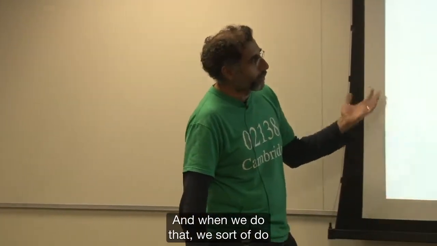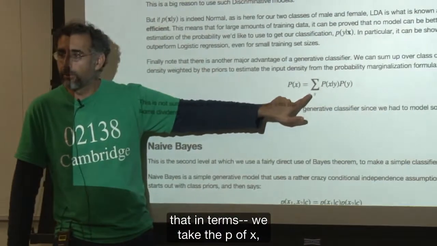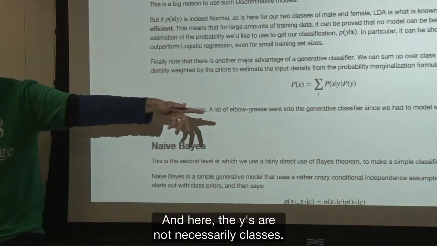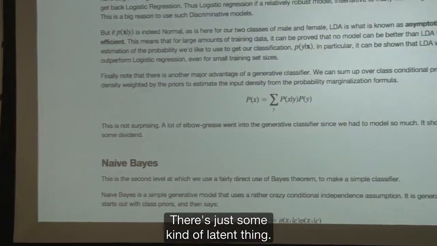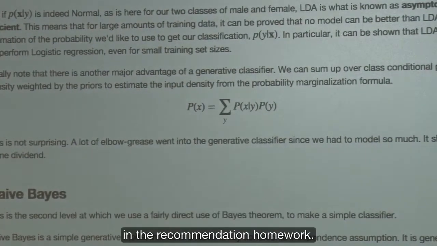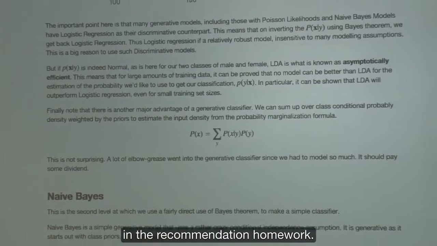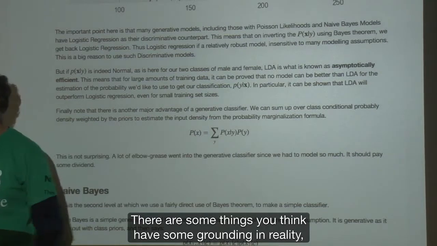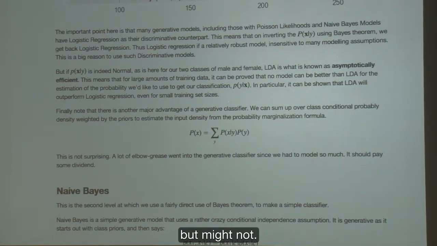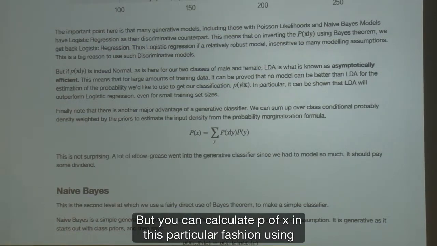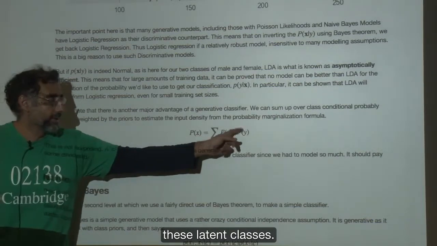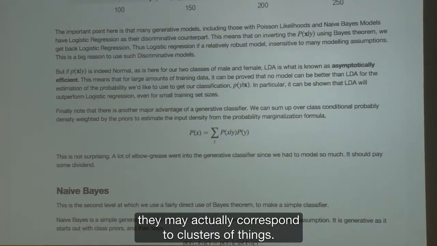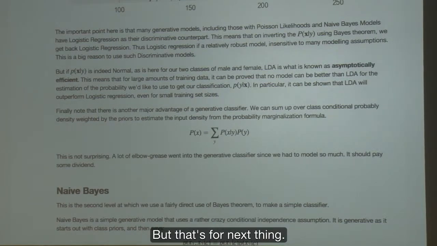When we do that, we take the P of X and write it in terms of Y. And here the Y's are not necessarily classes. They're just some kind of latent thing. You've been seeing these latent models recently in the recommendation homework, so you have some idea of these. These are some things you think have some grounding in reality, but might not. But you can calculate P of X in this fashion using these latent classes. And in the cases of things like k-means and so on, they may actually correspond to clusters of things. But that's for next time.